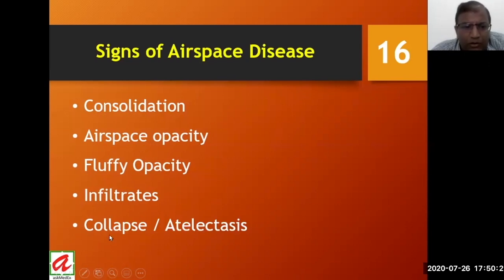And we all know about collapse and atelectasis. It is the involvement of the lung, or loss of pneumatization of the lung, along with loss of volume. In consolidation, again there is loss of pneumatization, but there is no loss of volume. So this point, volume loss, confirms collapse rather than consolidation.